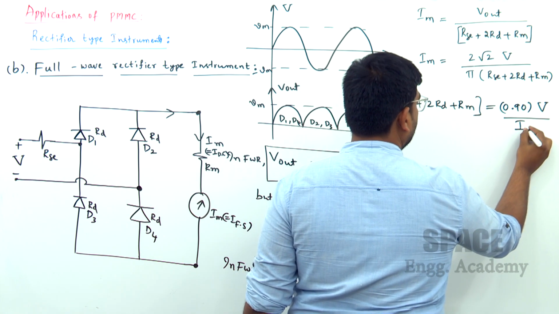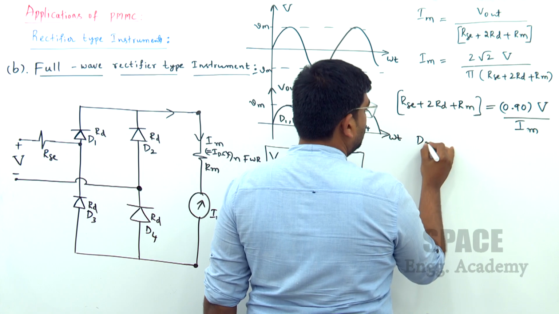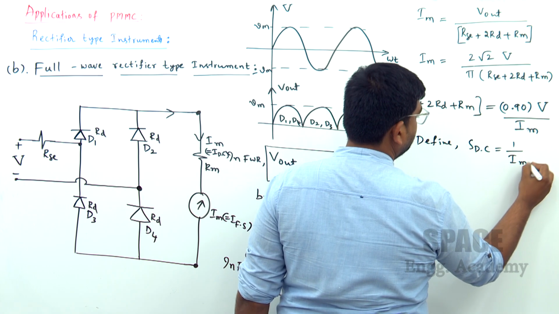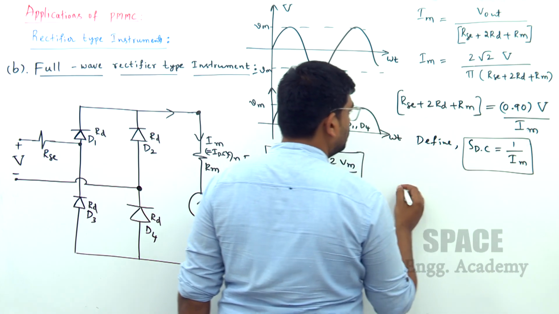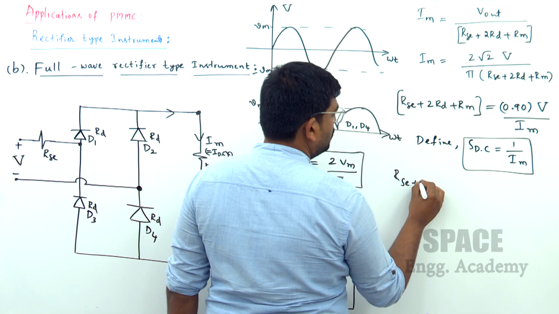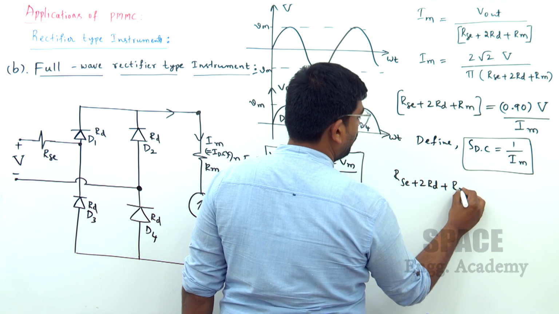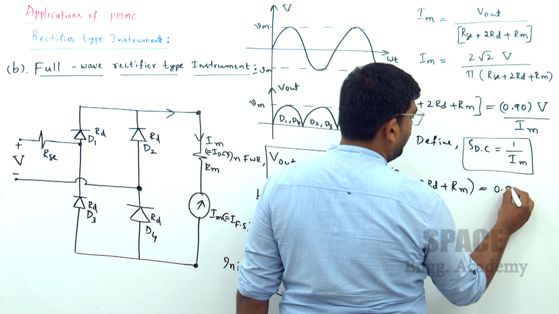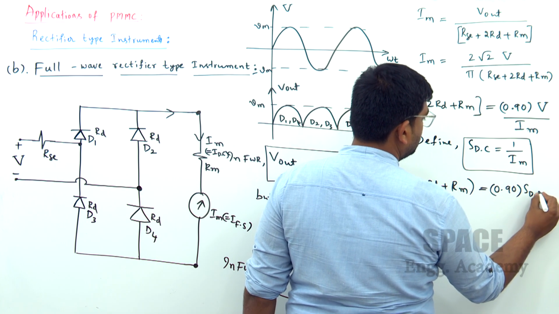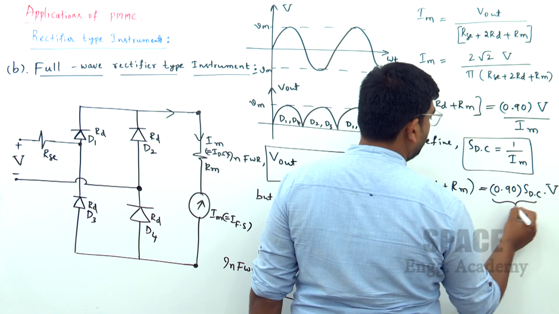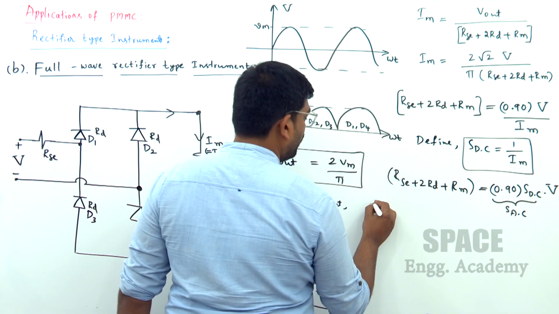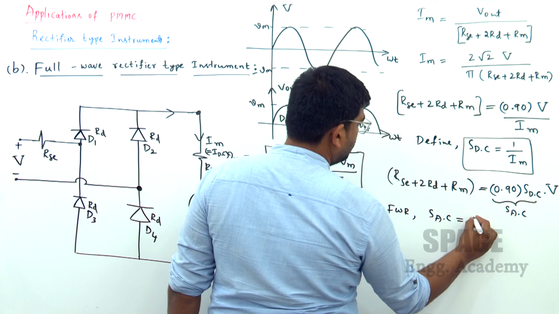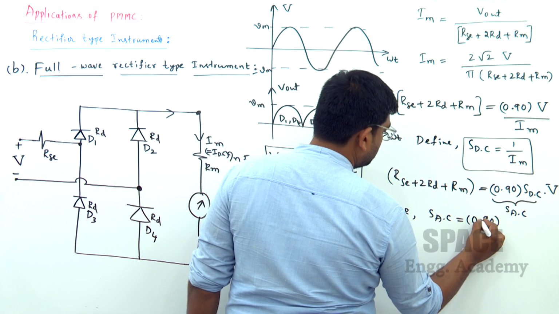So, we already defined DC sensitivity as 1 by IM. So, when you replace with that, we get here 1 by IM is DC sensitivity. So, 0.9 into DC sensitivity into RMS voltage. This I am replacing as AC sensitivity. So, in full wave rectifier output, AC sensitivity is 90% of DC sensitivity.